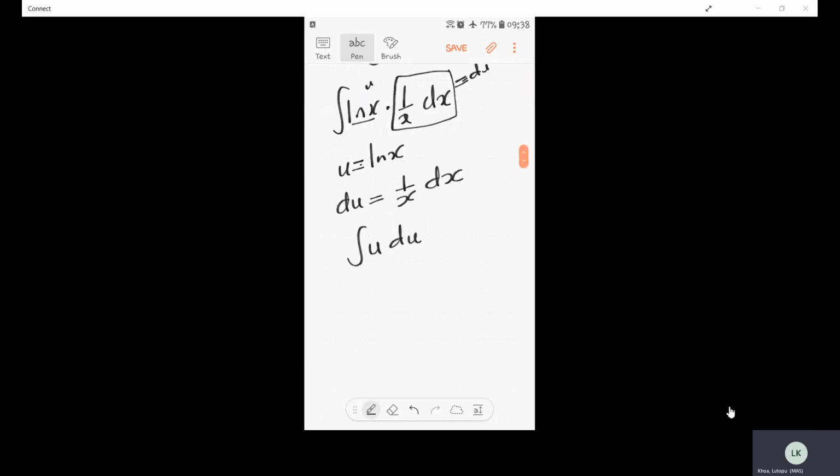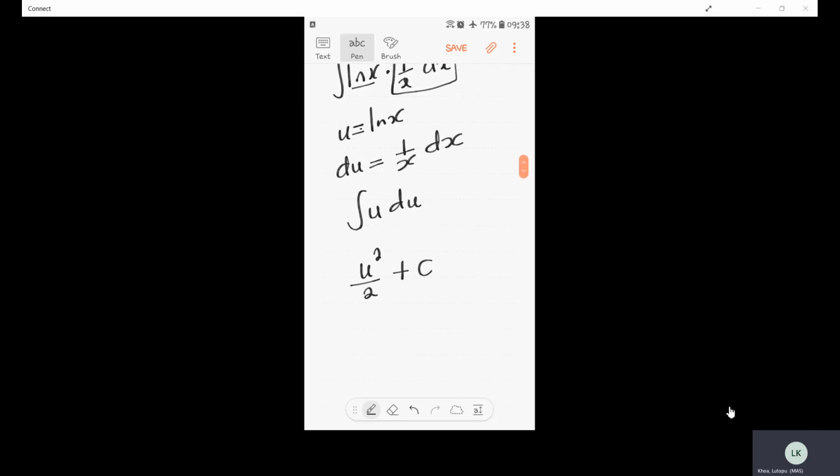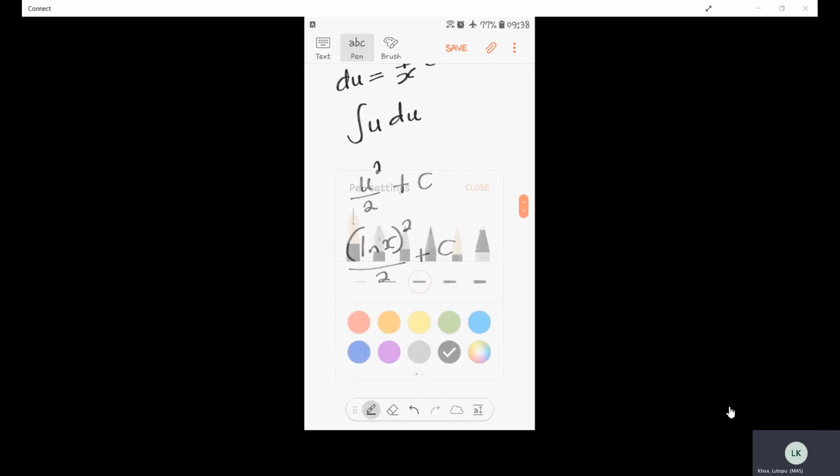Okay, so when we integrate this with respect to u, this becomes u squared over 2 plus c, and then put back the value of u. This is ln of x squared over 2 plus c. And then you can always check, see if what you did is correct. So you check.